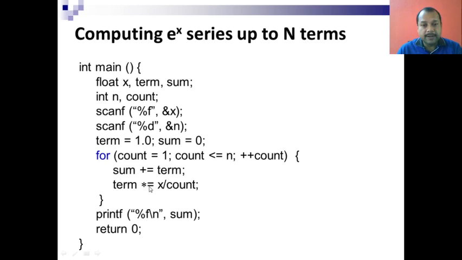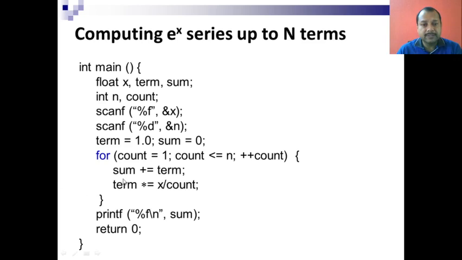Next, term multiplied equals x divided by count. Again, this is a short form. What you can write instead is term equals term multiplied with x divided by count. Regarding this x divided by count, please note that x is a floating point variable and count is an integer variable. Since in this division one is a floating point number and another is an integer, there will implicitly be a typecast toward the higher side of the representation. So after this division it will be a floating point number, so the division will be floating point division. Still, if you are not comfortable with this, you can multiply count with 1.0 so that the denominator also is a floating point number.